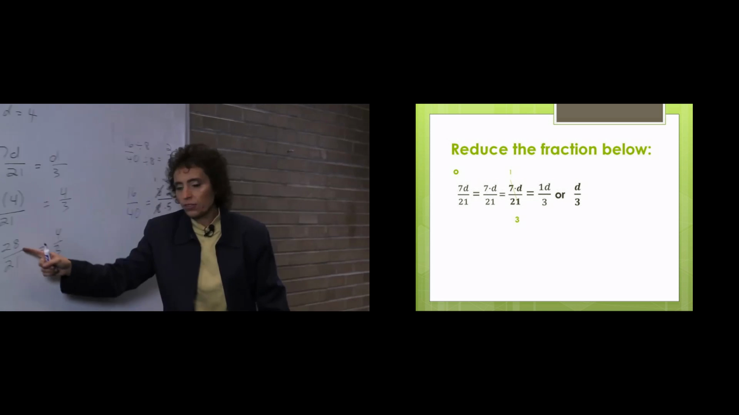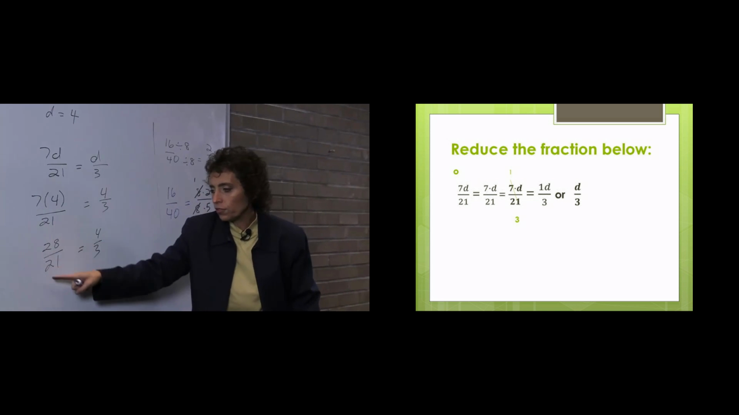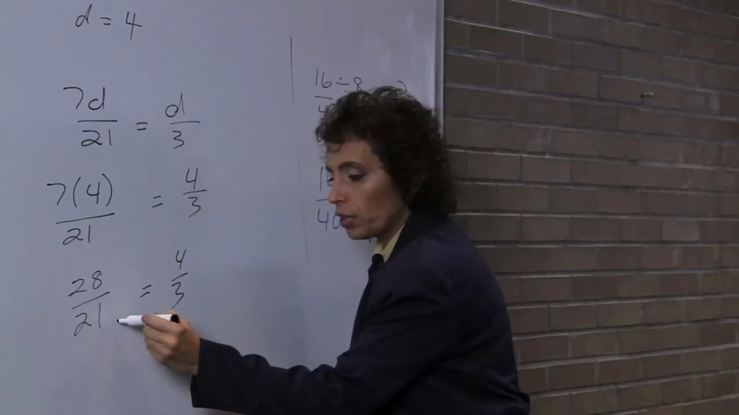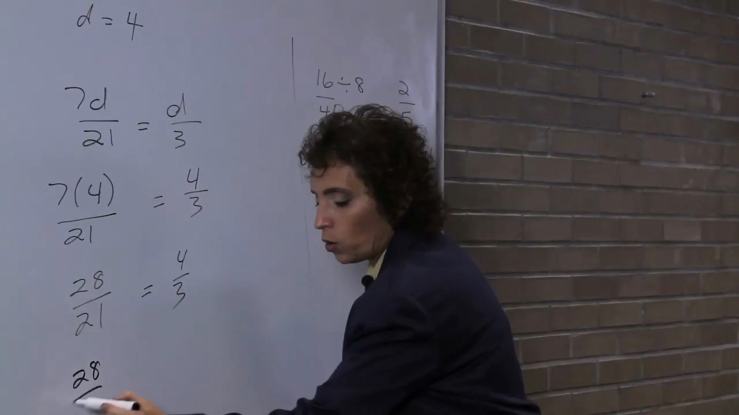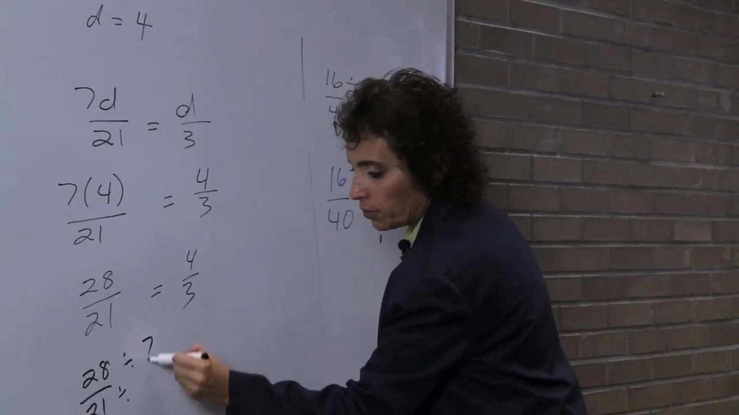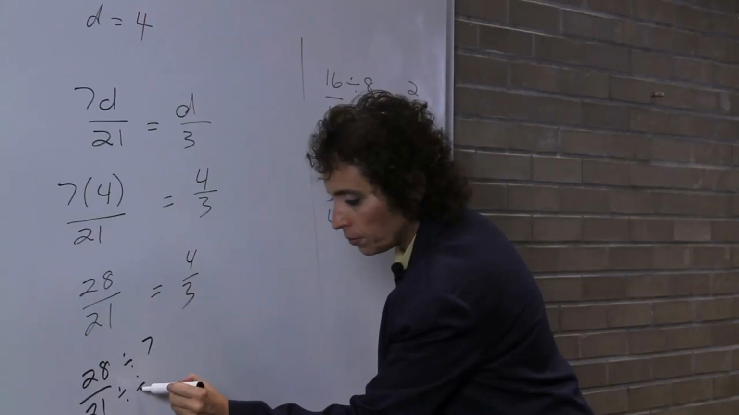Well, how can I prove that this is true? I can just reduce this if I'd like, or I can build it. Doesn't matter. But if I reduce this, 28 over 21, I'll divide by 7. I'll divide by 7.